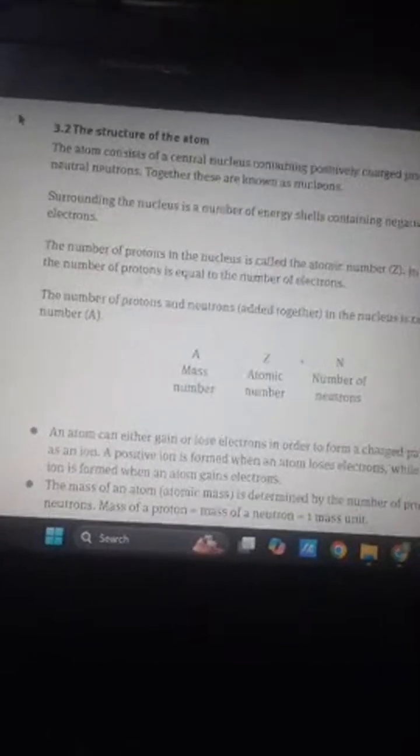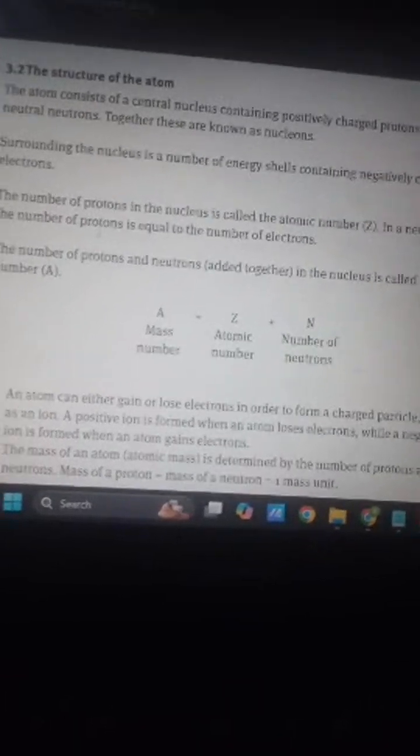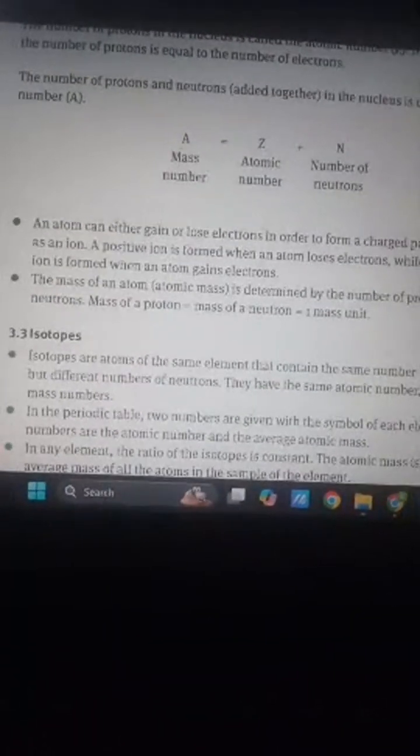So the mass of an atom will be the atomic number of the atom plus the number of neutrons. That will be the mass of the atom.